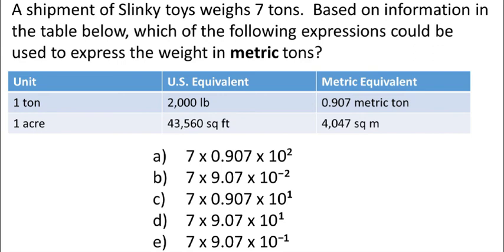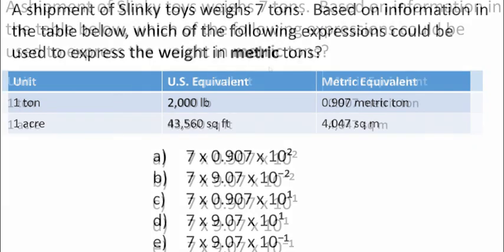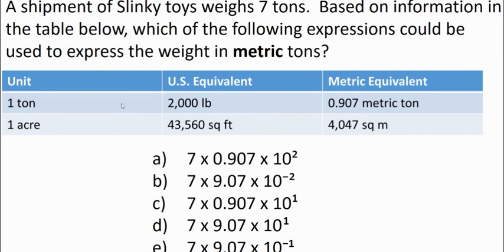Okay, so let's do one more. A shipment of Slinky toys weighs 7 tons. Based on information in the table below, which of the following expressions could be used to express the weight in metric tons? So here's a ton. We all know a ton is 2,000 pounds. A metric equivalent is 0.907 metric tons.